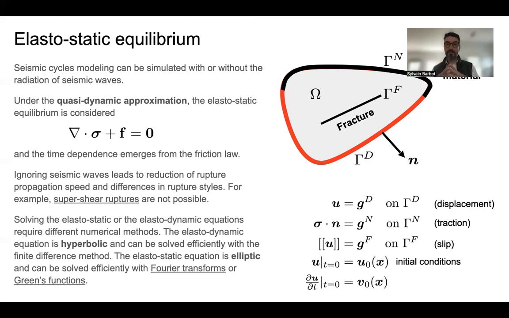Solving the wave equation is a hyperbolic problem, so it engages different numerical methods. And solving the elastostatic equilibrium is solving an elliptic equation that requires yet another bag of tricks. For example, it can be solved with Fourier transforms or Green's functions if the domain is sufficiently simple.